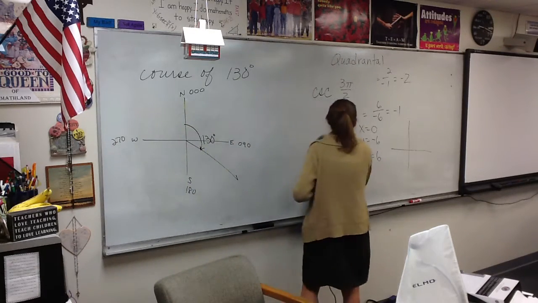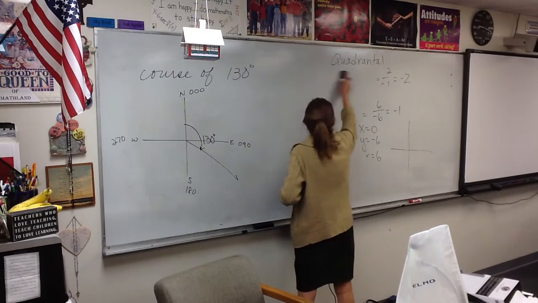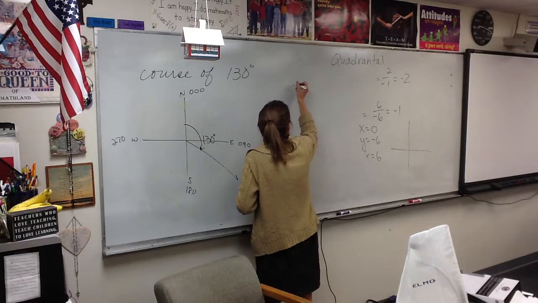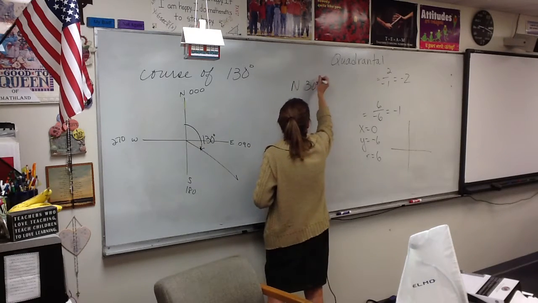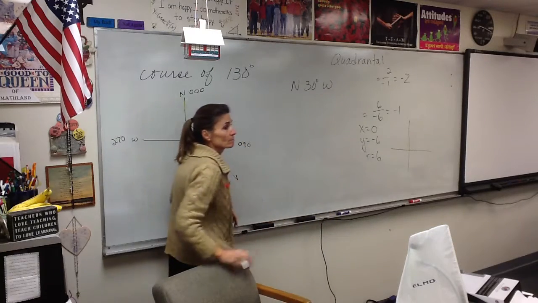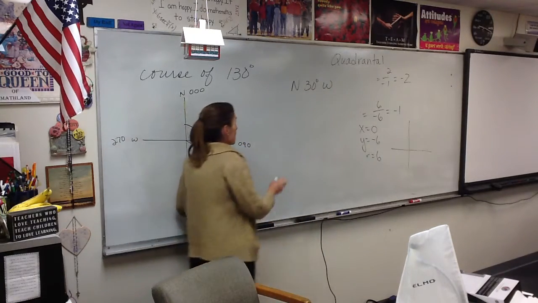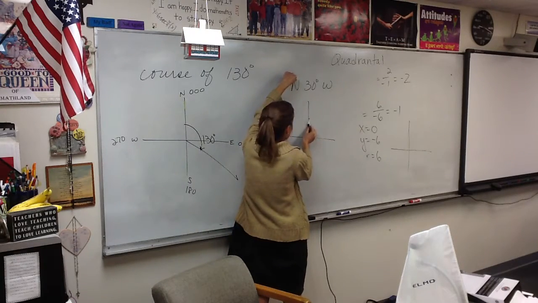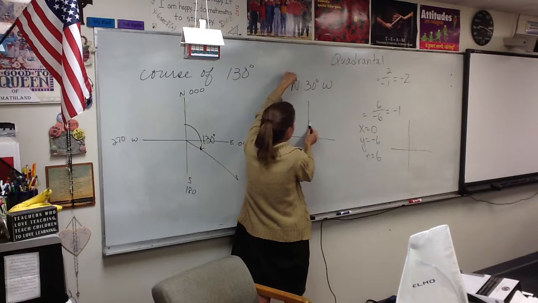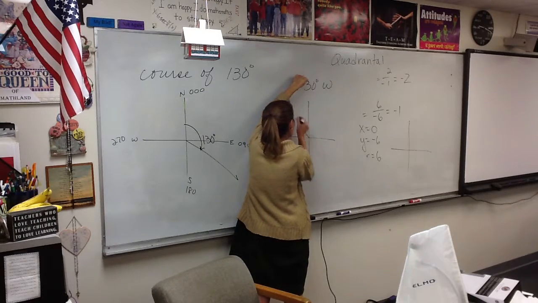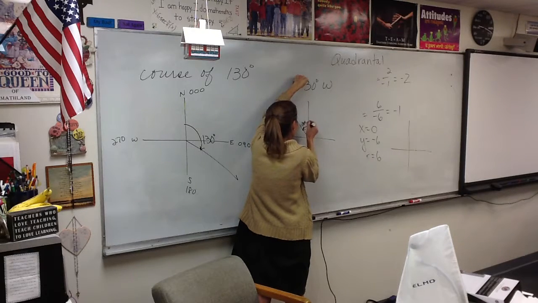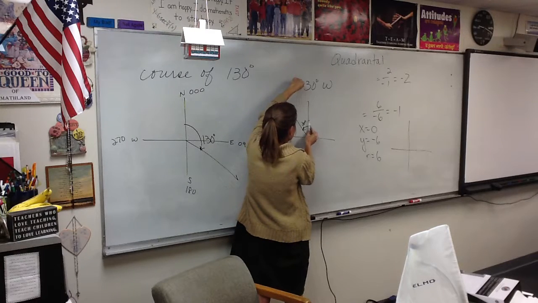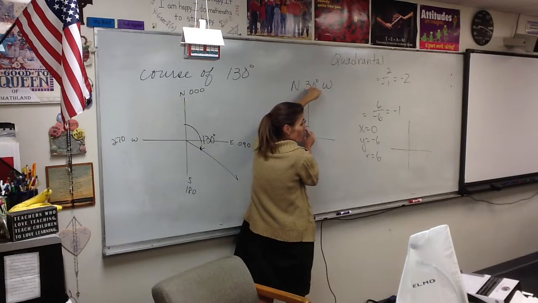Sometimes navigational headings are written in terms of directions, though. So sometimes you'll see something like north 30 degrees west. Now that means start out pointing due north, whatever this one is. Start out, there's my pencil pointing due north. And then veer 30 degrees to the west. That's what this means. Start facing due north and then veer 30 degrees west.